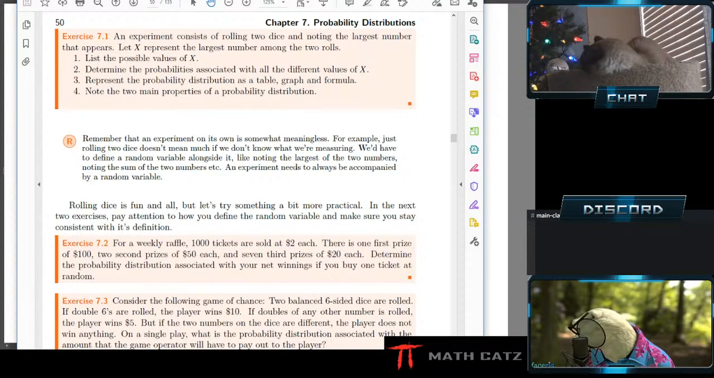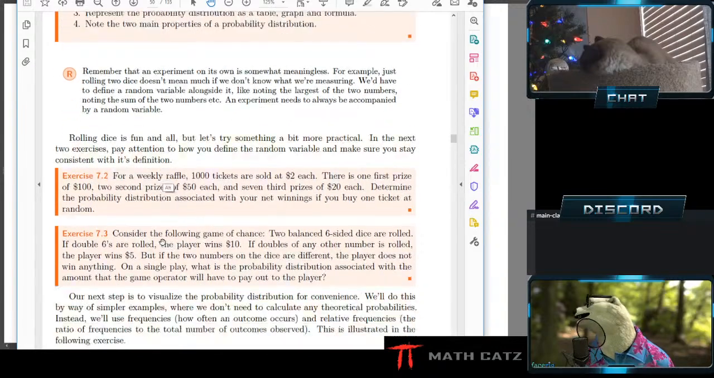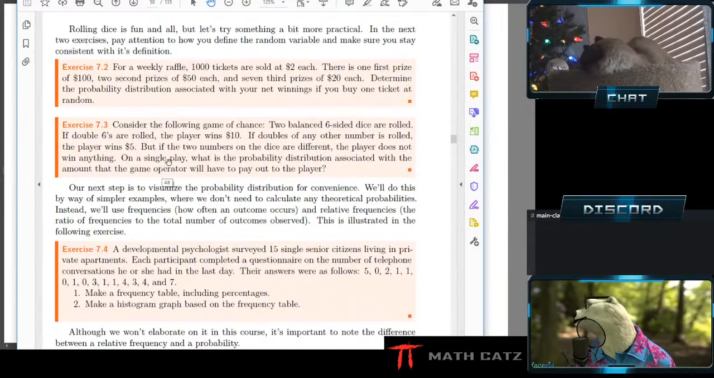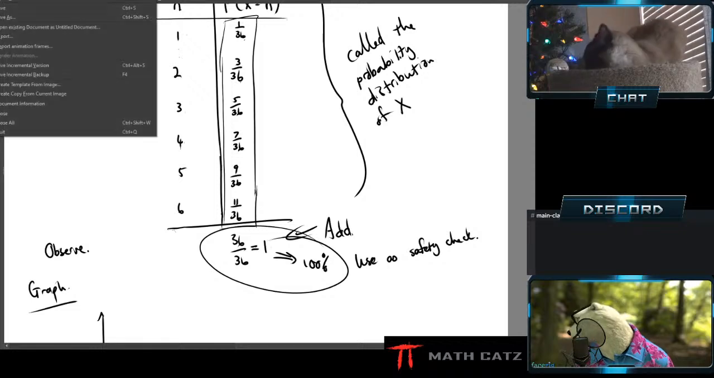Okay, so that introduces almost all the concepts surrounding probability distributions. I'm going to introduce the last one when we do exercise 7.2. And we're only going to do these two. And if we don't get to them all, we'll just continue tomorrow. Tomorrow's a little empty as it is. Alrighty.